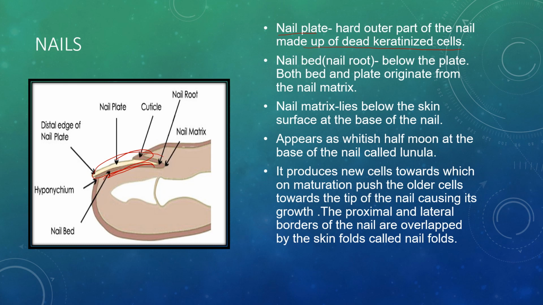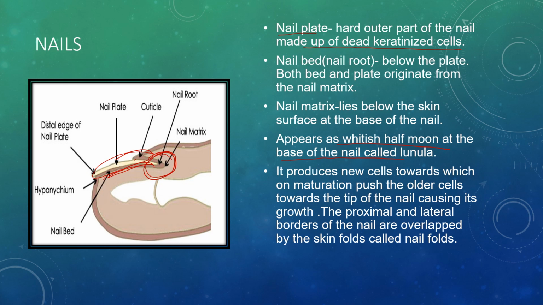The nail matrix is this part. It lies below the skin surface at the base of the nail. At the base of this part, we can see a half moon. If you look at your nail plate, you can see a whitish half moon-like structure at the base of the nail.